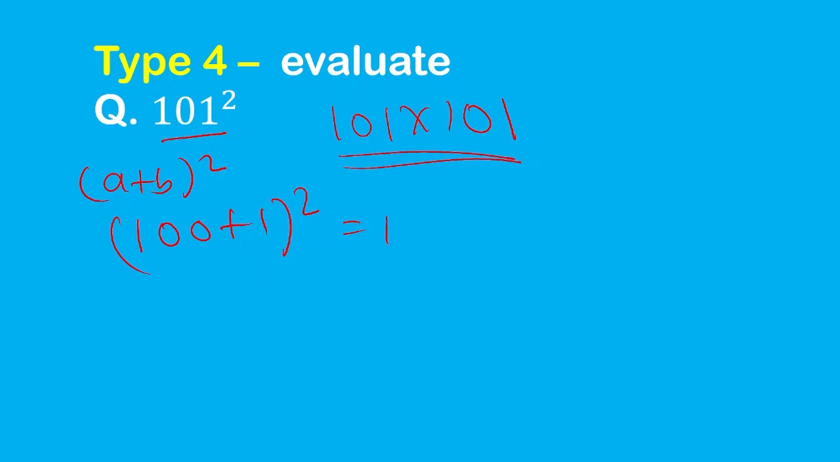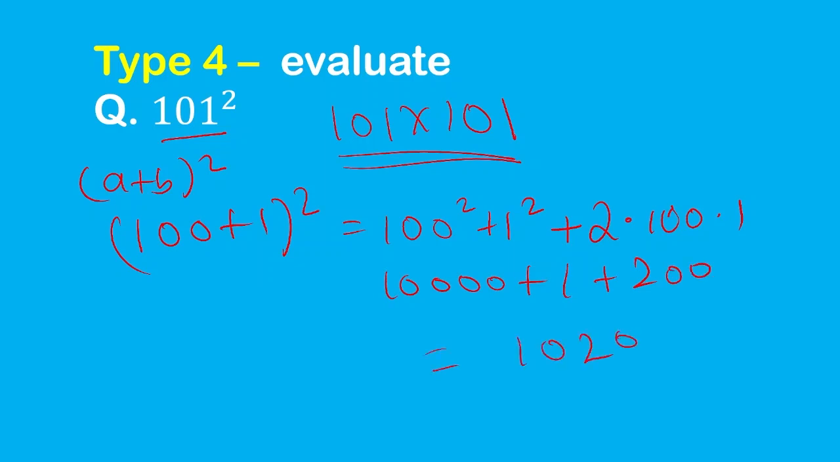Now here when you do it, you will have 100 square plus 1 square plus 2ab, that is 2 into 100 into 1, which is 10,000 plus 1 plus 200, which you will get 10201, which is a palindrome apparently, because when you spell it backwards or in normal fashion, you'll end up saying 10201. You can even verify it by doing a trusty multiplication. You'll get 101 into 101, which will be 10201.